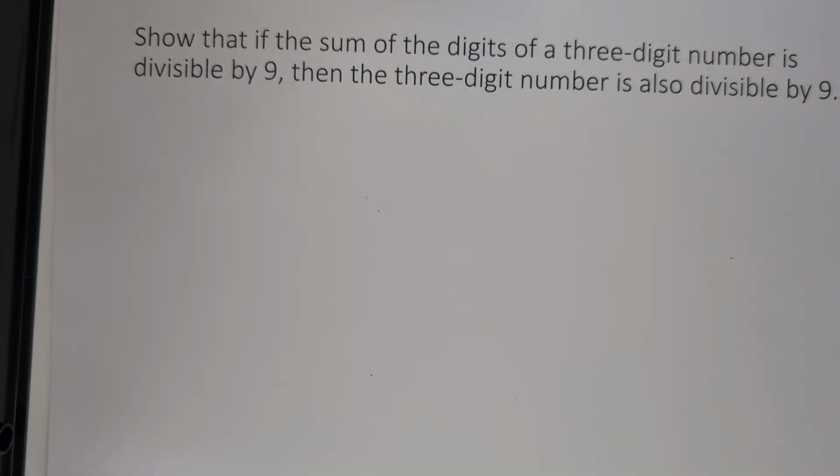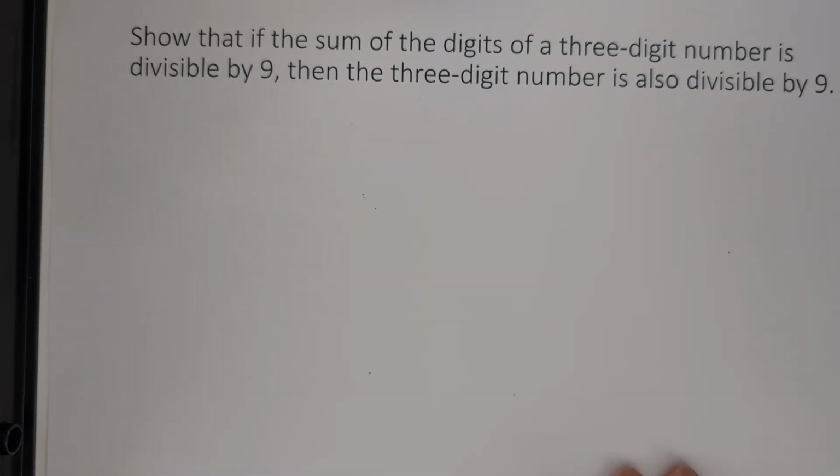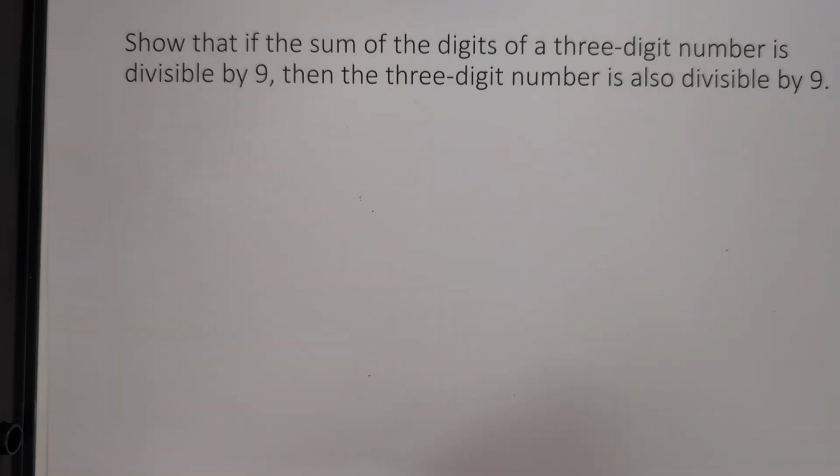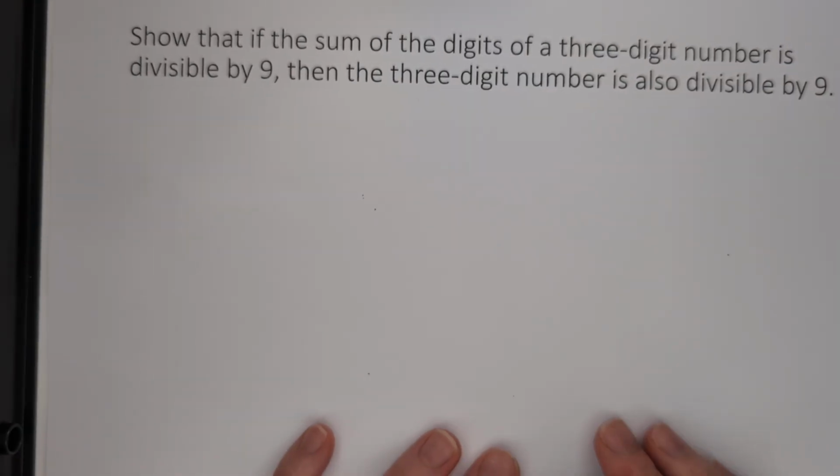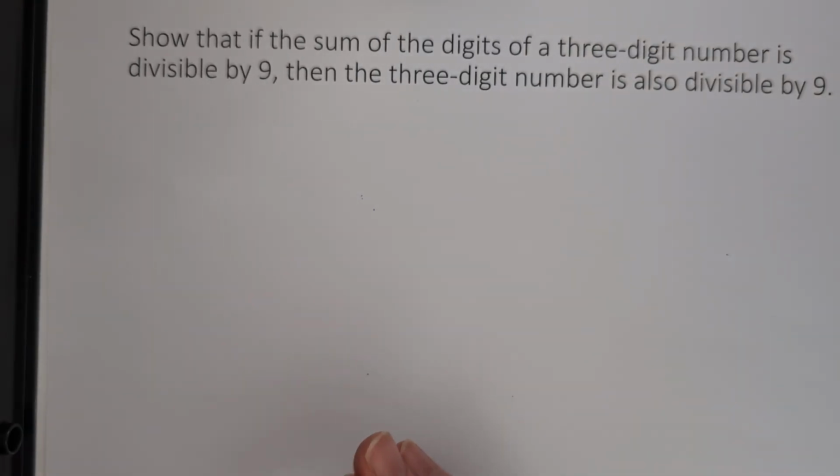Here's more of a direct proof. Show that if the sum of the digits of a 3-digit number is divisible by 9, then the 3-digit number is also divisible by 9. And we're going to have to find a few ways to write these things mathematically. I'm going to find my notes so that I don't take too long to do this.